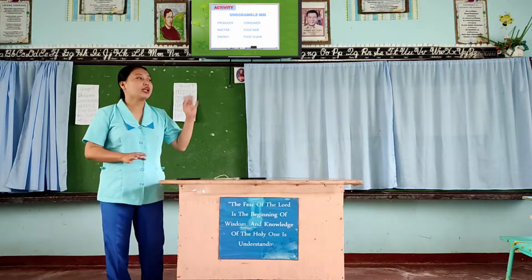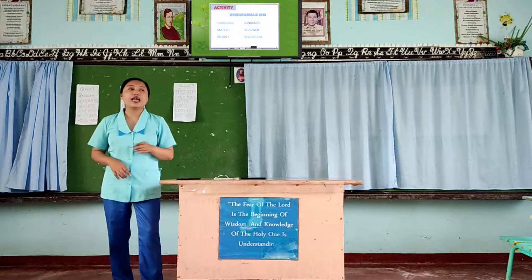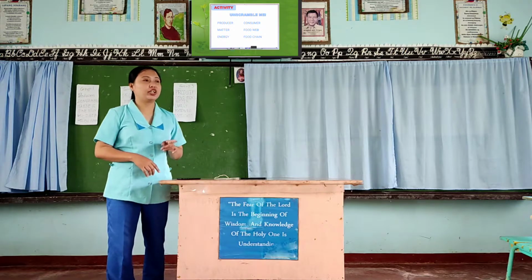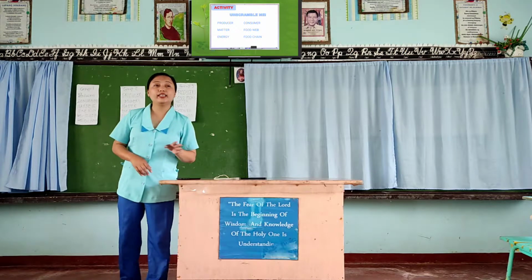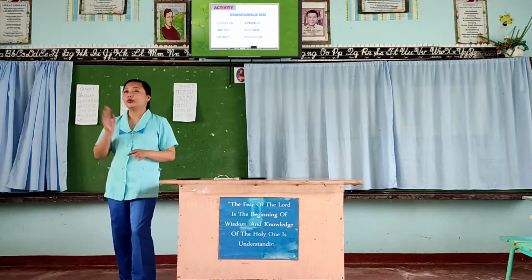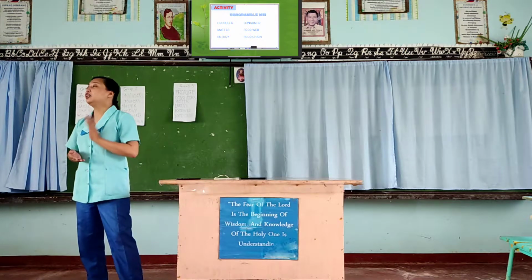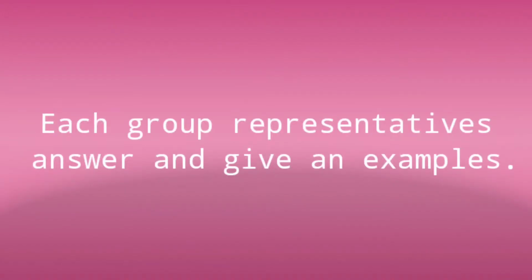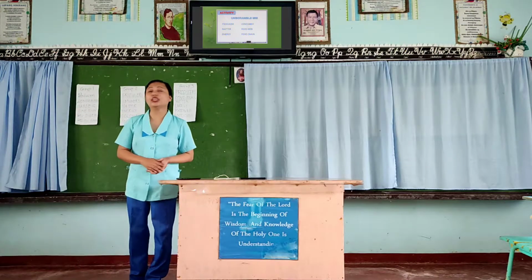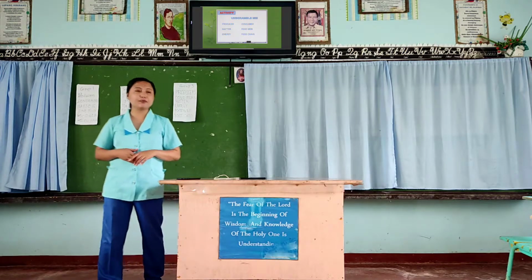Now, class, select a representative in your group and answer the question and give an example. Okay, for group 1, what is producer and consumer? For group 2, what is matter and energy? And group 3, differentiate the food chain from the food web. Okay, class, very good. All of the representatives gave the correct answers and examples.